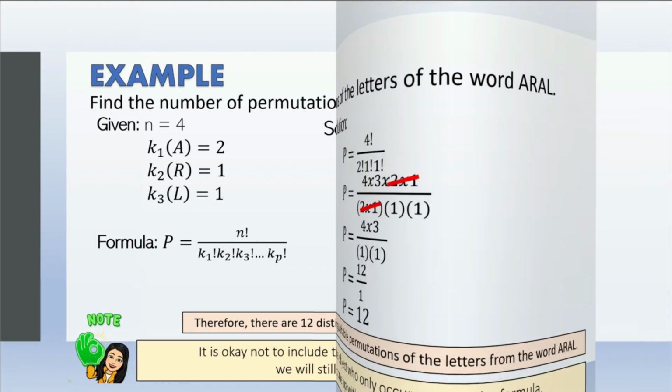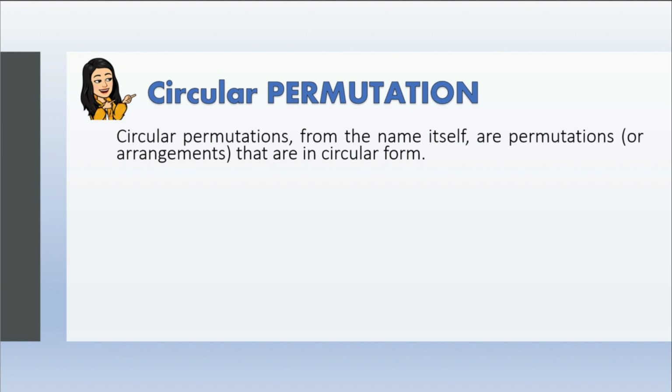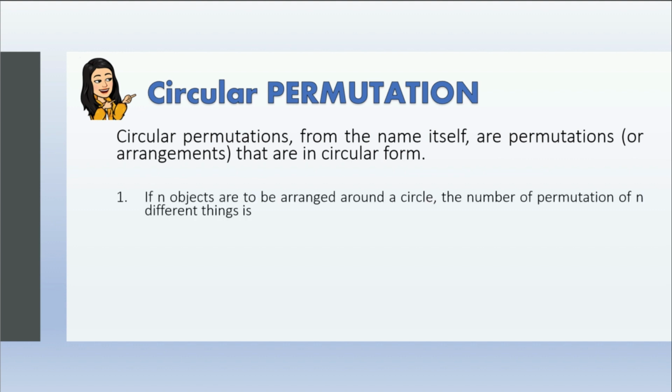And for our last type of permutation, we have circular permutation. What are circular permutations? Circular permutations, from the name itself, are permutations or arrangements that are in circular form. And we have 2 types of circular permutation. Number 1, if n objects are to be arranged around a circle, the number of permutations of n different things is the quantity n minus 1 factorial.